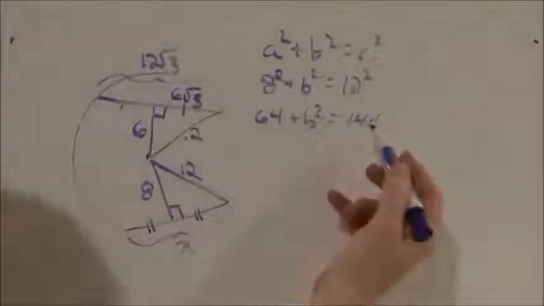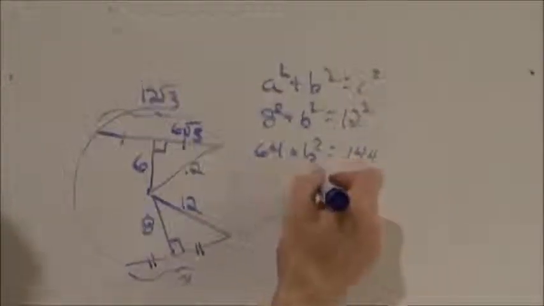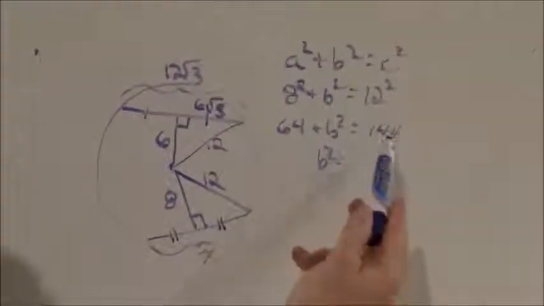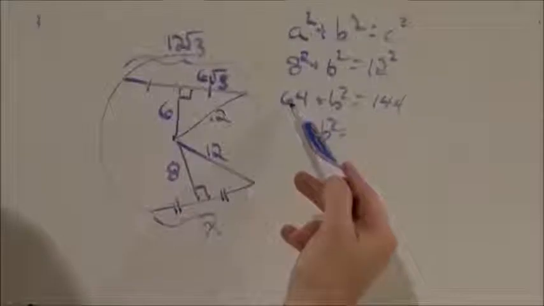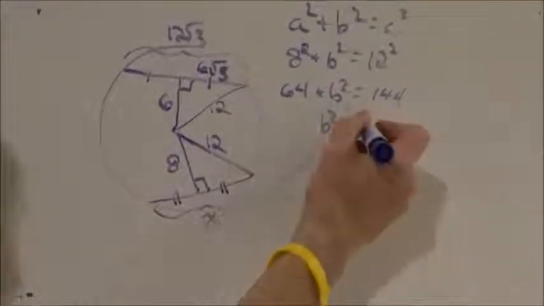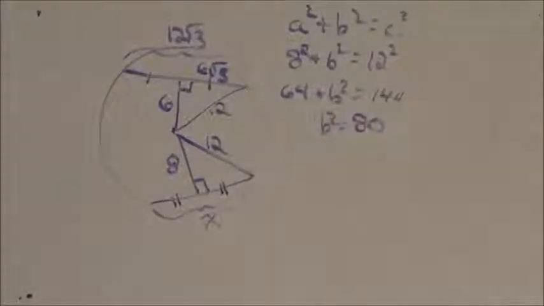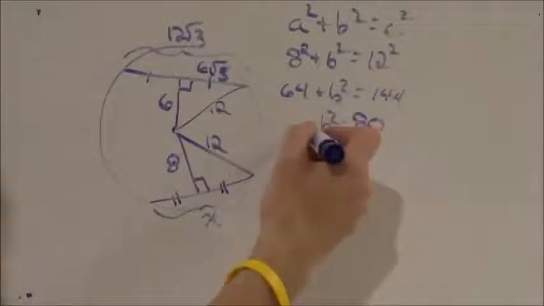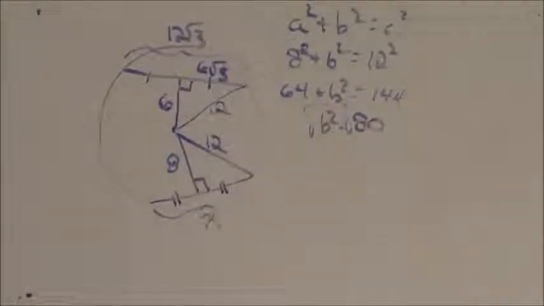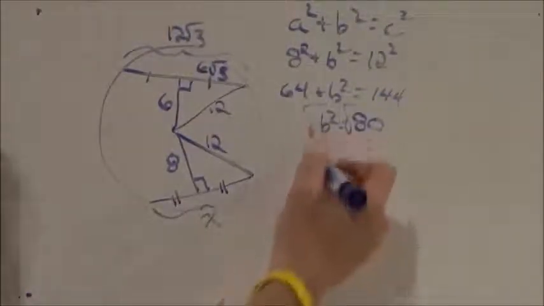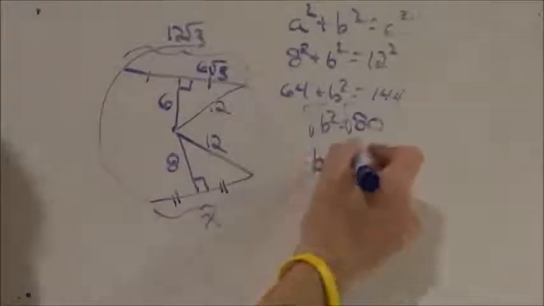Now we're going to solve this for b. Subtract 64 from both sides. Well, what's 144 minus 64? Well, basically, if I took 44 from 64, I'd be left with 20. So I'm left with 100 minus 20, which is 80. To solve this for b, to get rid of the b squared, we're going to take the square root of both sides. If you take the square root of one side of an equation, you got to take the square root of the other side of the equation. Square root of b squared is b. What's the square root of 80?